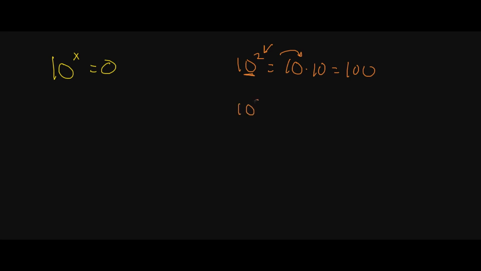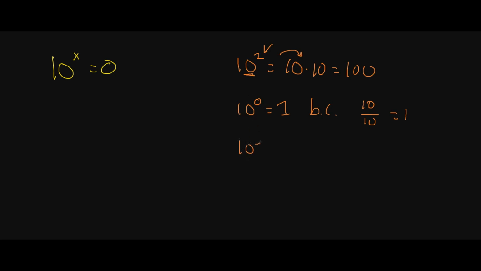Well, what about 10 to the 0? Well, 10 to the 0 is 1, because 10 divided by 10 is 1. See, when it's positive, that means multiply. When it's 0, that means we start to divide. So we divide 10 by itself. 10 divided by 10 is 1.